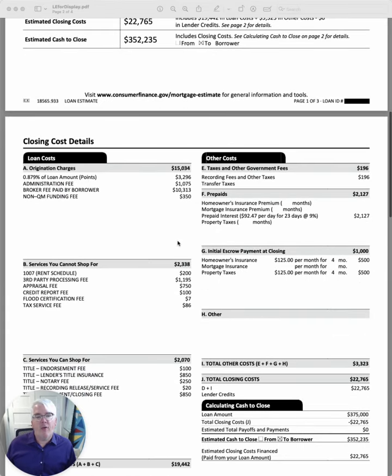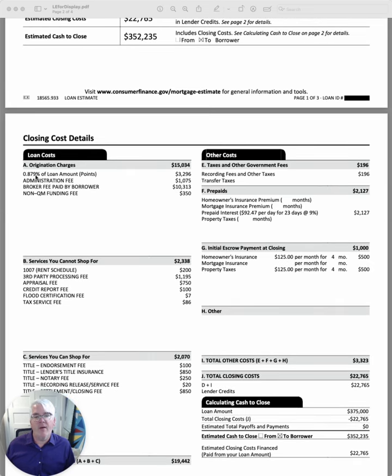Section A, origination charges. These are fees specifically attached to the funding and origination of the loan, and this includes any broker fees, processing fees, etc. This one has 0.879% of the loan amount in points, paid through $32.96. An administration fee, which is often an underwriting fee, of $10.75. Broker fee, so this is borrower paid compensation. If you're a broker, you'll know what this is.